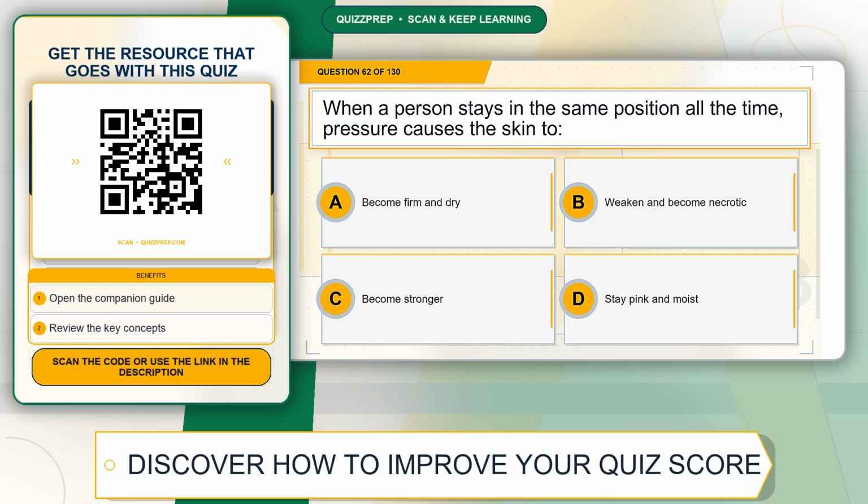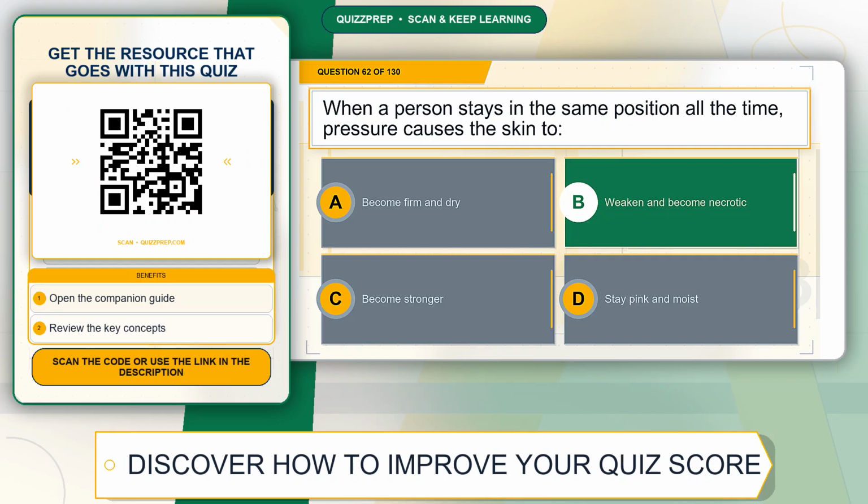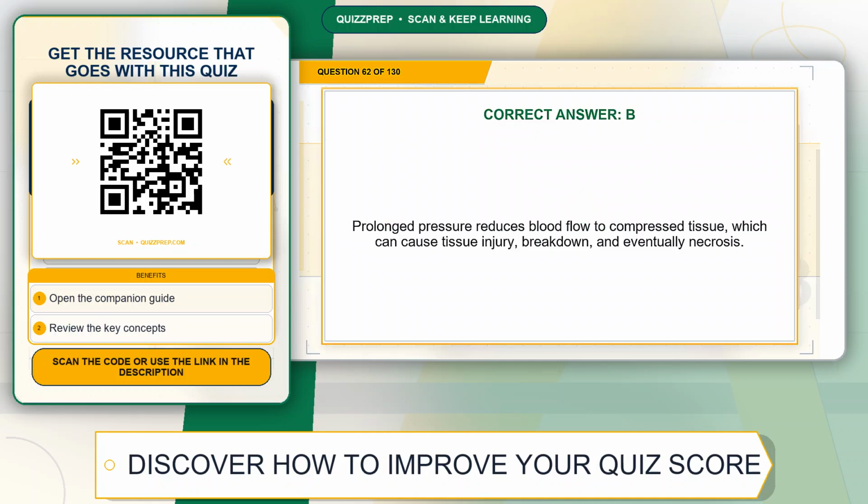Question 62. When a person stays in the same position all the time, pressure causes the skin to: Option A, become firm and dry. Option B, weaken and become necrotic. Option C, become stronger. Option D, stay pink and moist. The correct answer is option B, weaken and become necrotic. Explanation. Prolonged pressure reduces blood flow to compressed tissue, which can cause tissue injury, breakdown, and eventually necrosis.